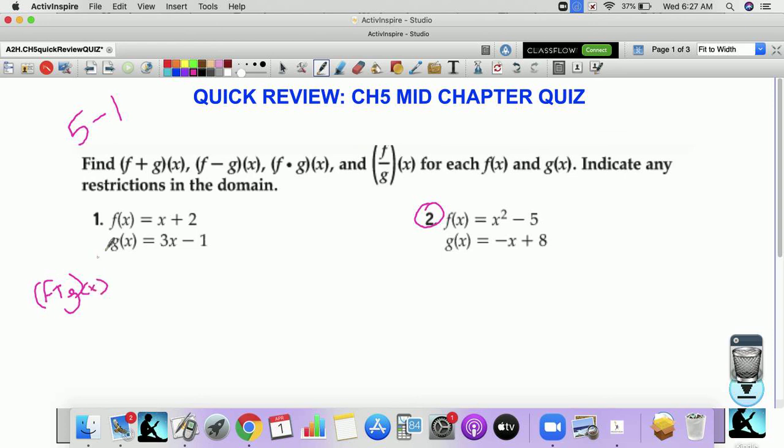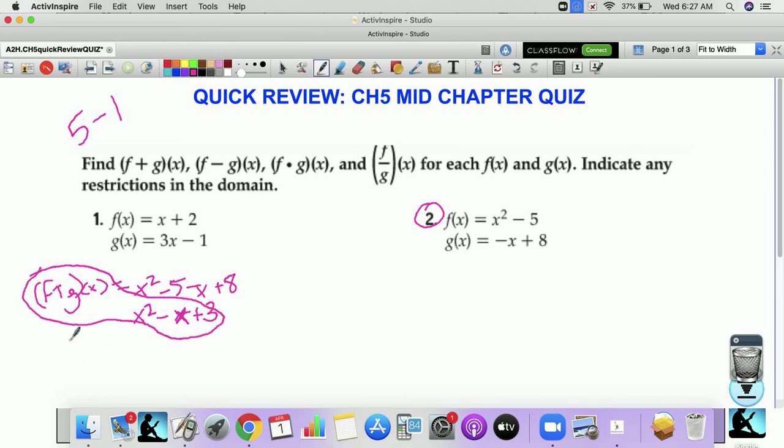So f plus g of x is going to have us add our 2 functions together. So we're going to take our x squared minus 5 and our negative x plus 8. And we're just going to combine like terms, which gives us x squared minus x plus 3. Okay. And I would just write this label in front of it and I'm done. Okay, all I have to do is combine like terms there. Not too bad.